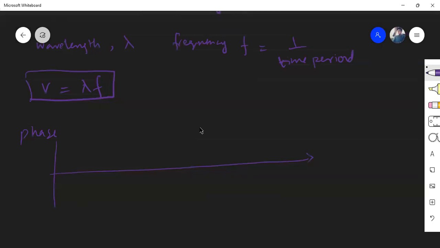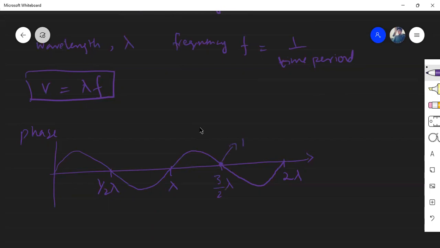If this is your axis, this is your one wavelength, so you call this lambda. Your second wavelength will be 2 lambda. About this, you will call this half lambda, which means this wave has covered half of the wavelength after it has started. If you're going to talk about this, you say it's 3 over 2 lambda.